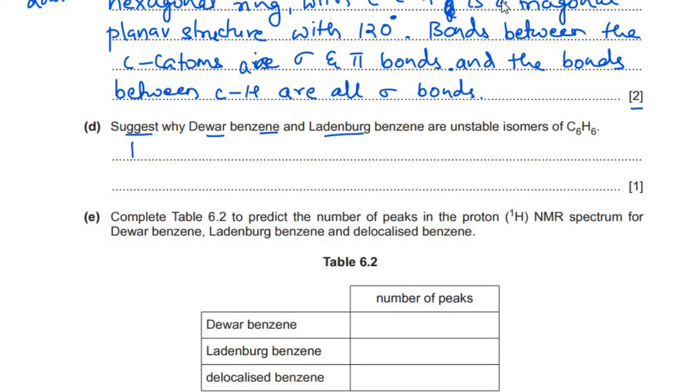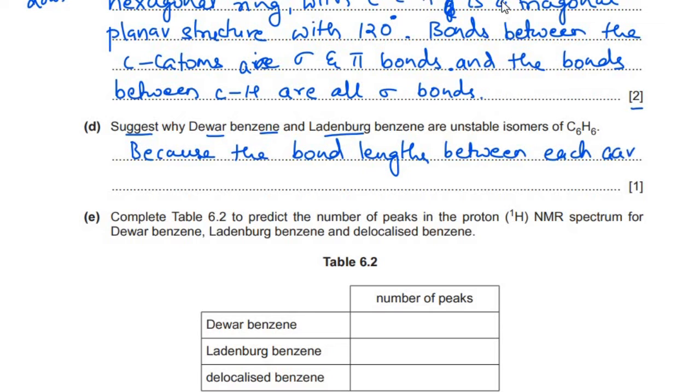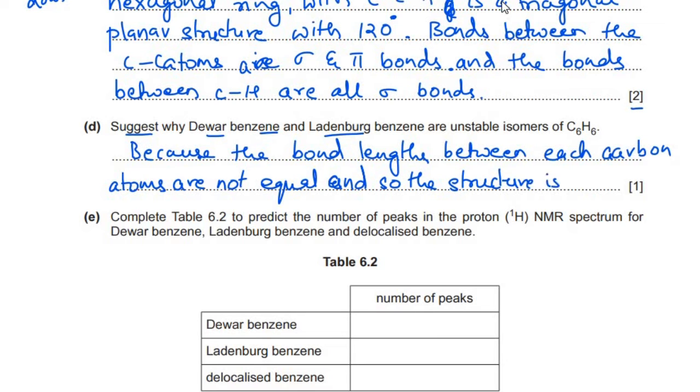So they are unstable because the bond lengths between all carbon atoms are not the same, are not equal, and so the structure is strained.